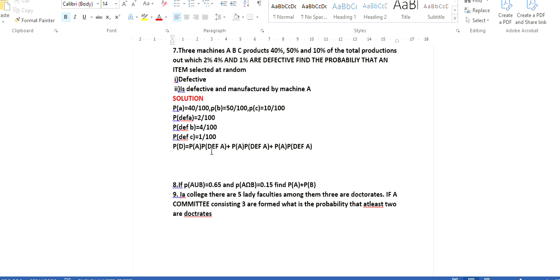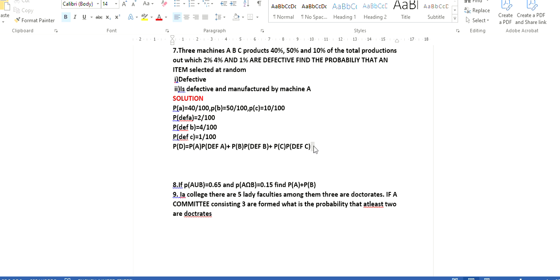Probability of A into probability of defective given A. So while finding the total defectives, it is probability of A into probability of defective given A, plus probability of B into probability of defective given B, plus probability of C into probability of defective given C.